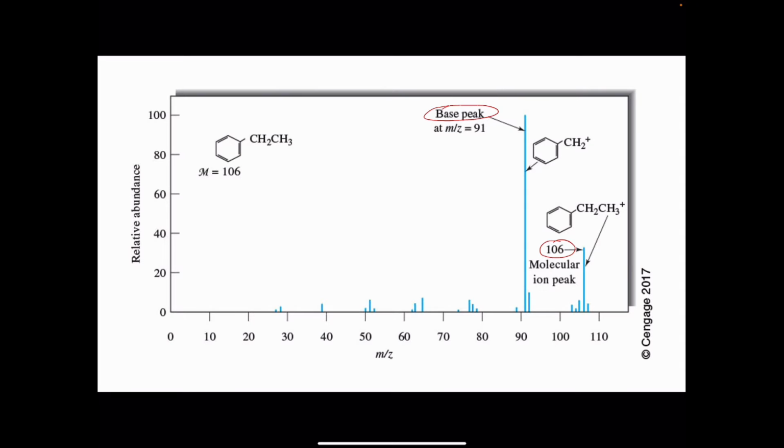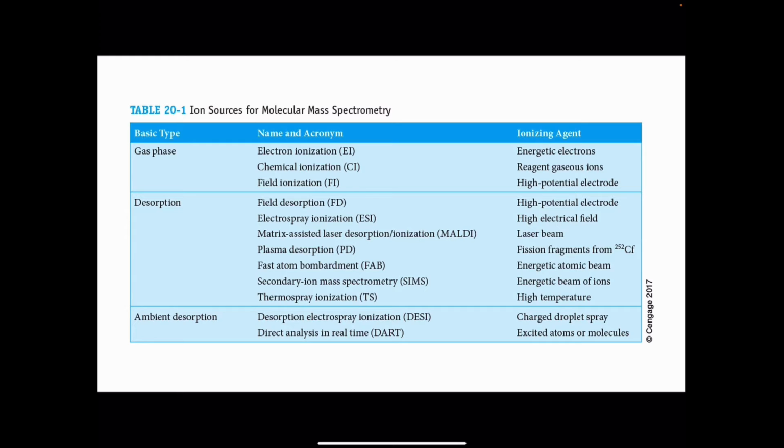The starting point for mass spectrometric analysis is the formation of ions. So we're going to focus on 3 different ion sources. As you can see, there are many, but we're going to focus on 3. So there's electron ionization, which we're going to look at, electrospray ionization, and matrix-assisted laser desorption ionization, or MALDI.